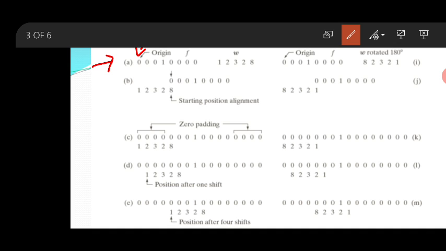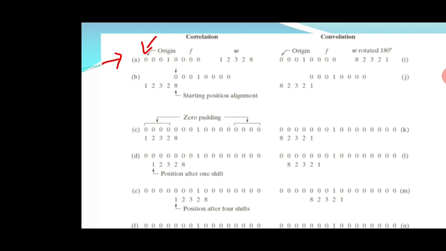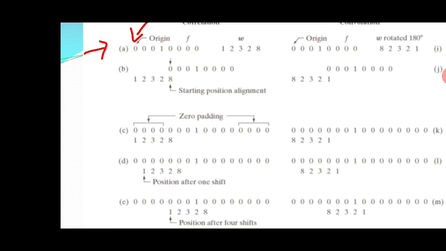Now you write down in the horizontal way 0 0 0 1 0 0 0, and 1 2 3 2 8, which is W. Yesterday what I told is that I am performing a correlation operation. We have to slide W on F. That is the concept of sliding W on F. Then how will the sliding be performed? Look at this.